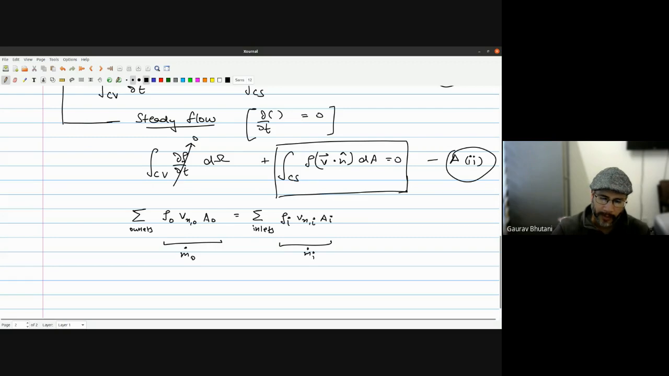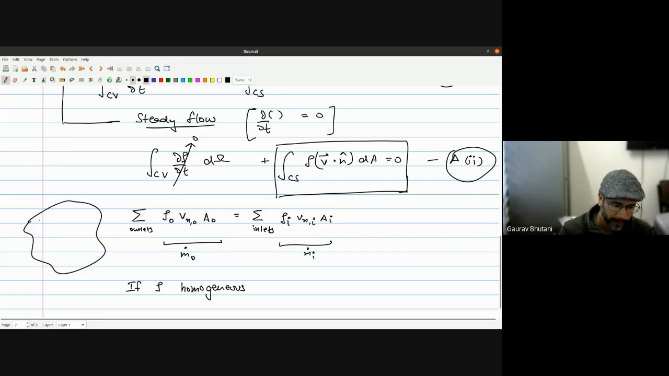Right. So this is steady flow. Now, what if your density was homogeneous? Homogeneous means it does not change with space. So whatever your control volume was, the density is the same everywhere. Whatever point you take, the density will come out to be the same. It's homogeneous. It's the same at all points in space.